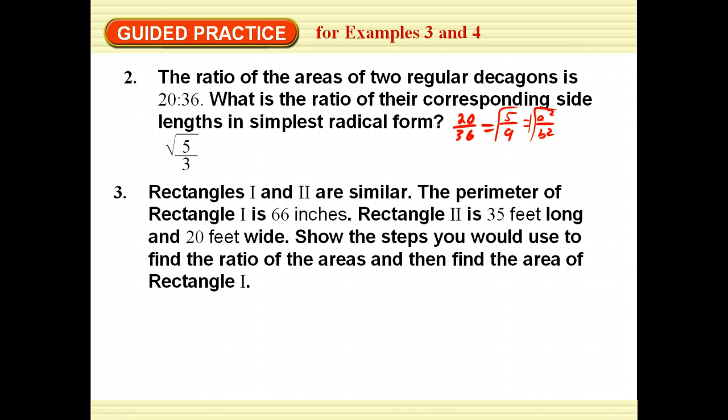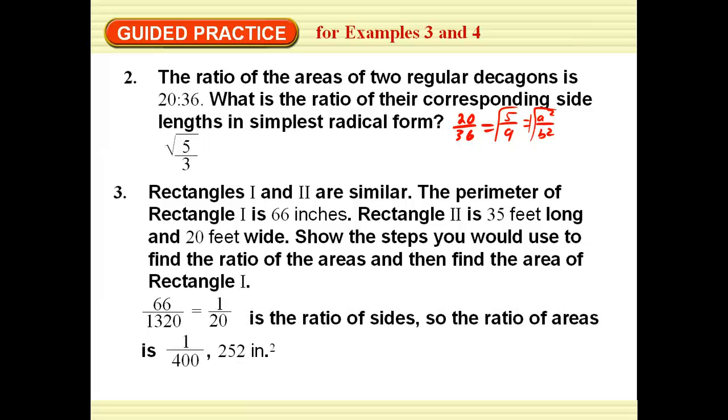Rectangles 1 and 2 are similar. Perimeter is 66 inches. Rectangle 2 is 35 feet long and 20 feet wide. Show the steps that you'd use to find the ratio of the areas and then find the area of the rectangle. Well, if I'm dealing with perimeter, I already know the perimeter of rectangle 1. I'll need to know the perimeter of rectangle 2, and I will need to put that in inches.